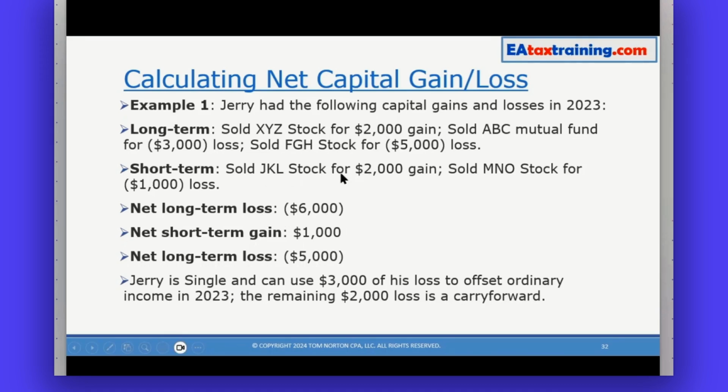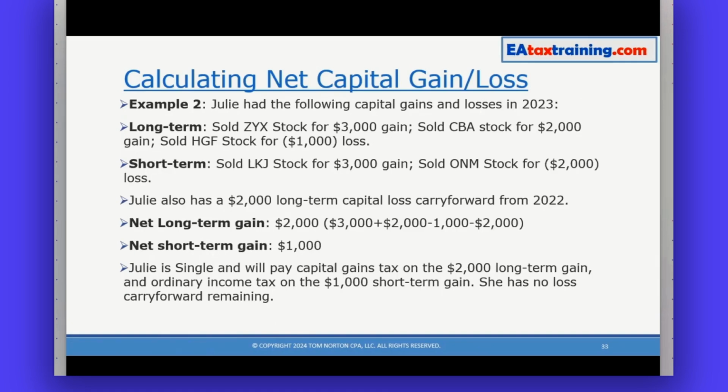His short-term, he had a $2,000 gain and a $1,000 loss. Subtract the $1,000 from the $2,000, he had a net short-term gain of $1,000. So now we net those two together. His net long-term loss is $5,000. He had a $5,000 net long-term capital loss. He's single. He can use $3,000 of that loss in 2023. The remaining $2,000 of that $5,000 is a carry forward to next year. It can be used next year, or if he can't use it next year, the year after. So it is a carry forward indefinitely until he dies.